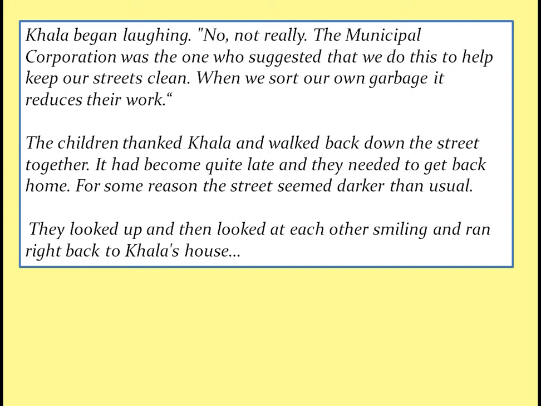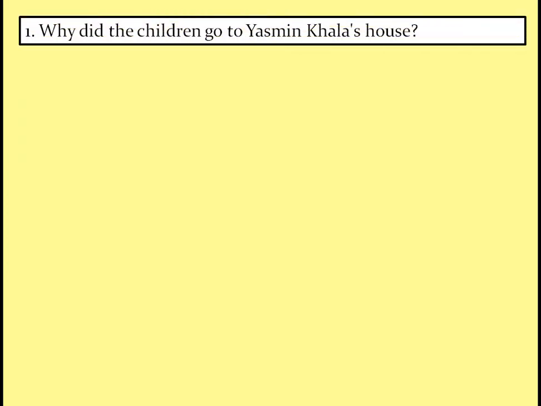So this chapter is over here. Next we are going to see the question answers of this chapter. Question number 1: Why did the children go to Yasmin Khala's house? By reading the story and understanding the notes in the gist form of the revision, the question is very clear. They were playing cricket and the street lights were broken, and to find out whom they should pay, they went to Yasmin Khala's house.